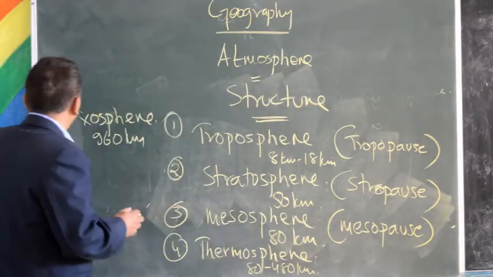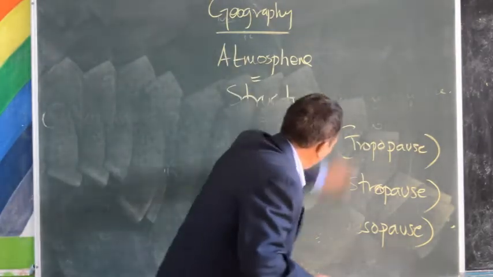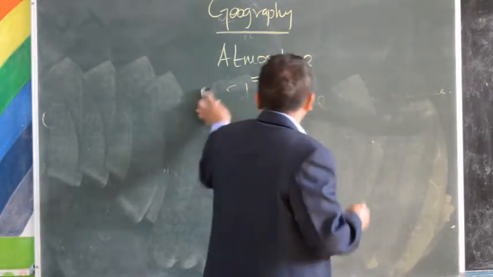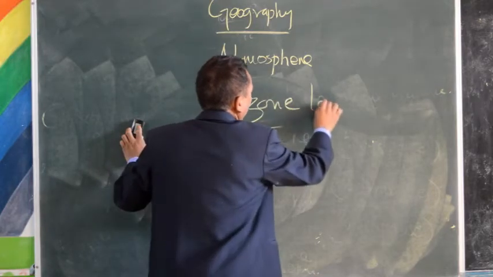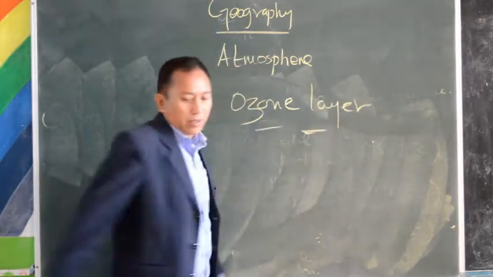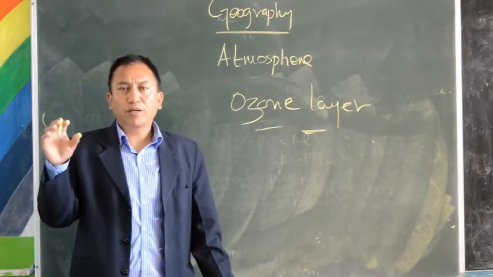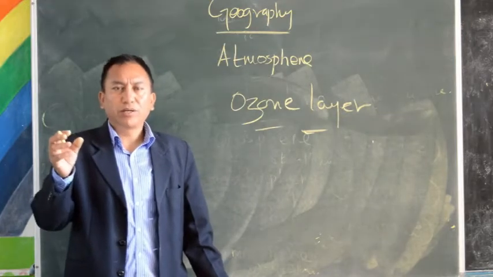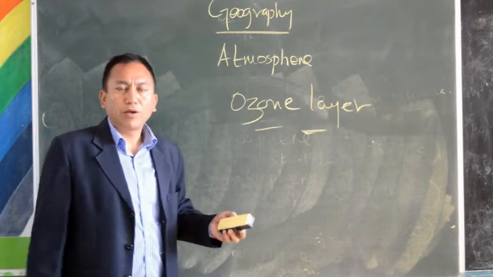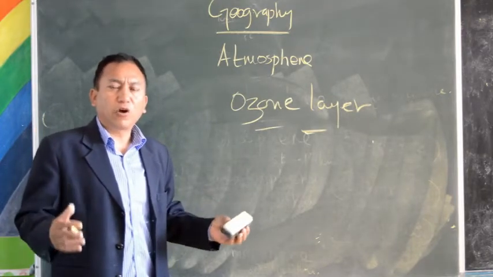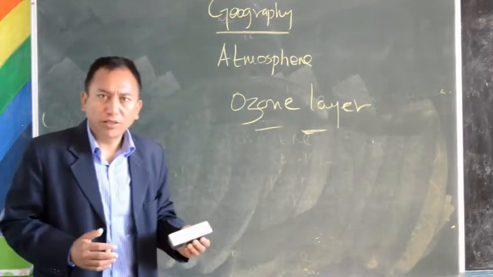Okay. Now let's go to the next aspect, that is the ozone layer. Now what is the ozone layer? The ozone layer is basically a layer of air comprised of 3 atoms of oxygen. This layer of air prevents the harmful rays of the sun from entering the Earth, whereby protecting us from different ailments and protecting our vegetation from being destroyed.